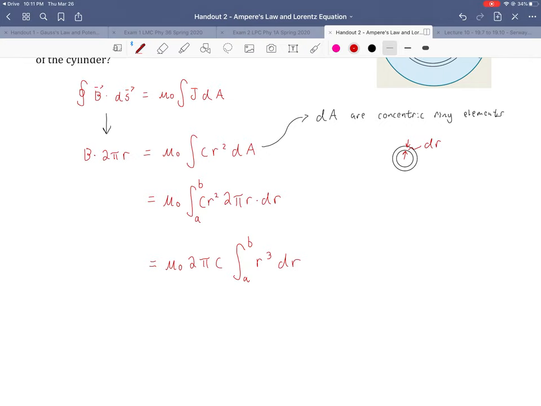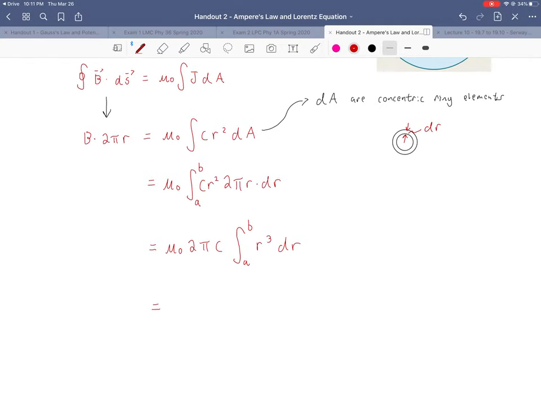All right, everything's looking good. So I have space, so I'll go ahead and just go to the next line. So then I'd still have my 2. We'll do mu naught pi c. And then when I evaluate my limits, I'd have r to the fourth evaluated at b minus r to the fourth evaluated at a, and then all over 4. So I'd have b to the fourth minus a to the fourth all over 4.